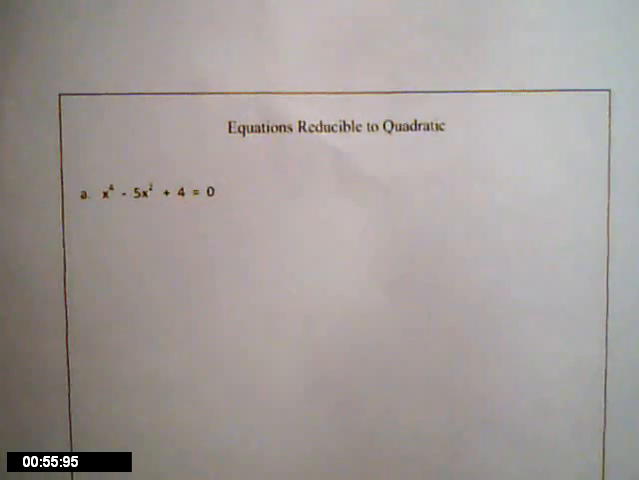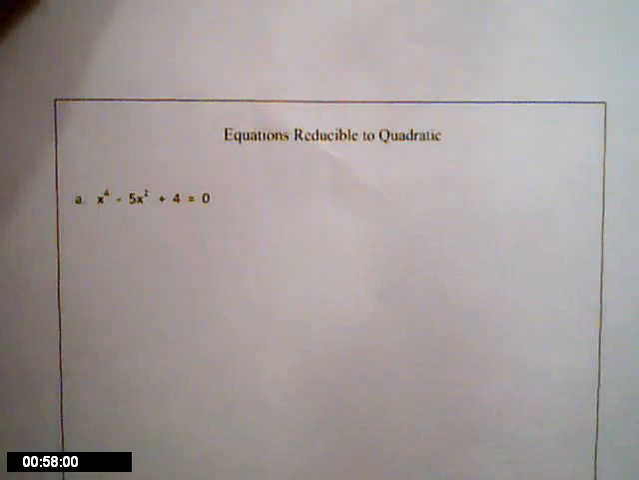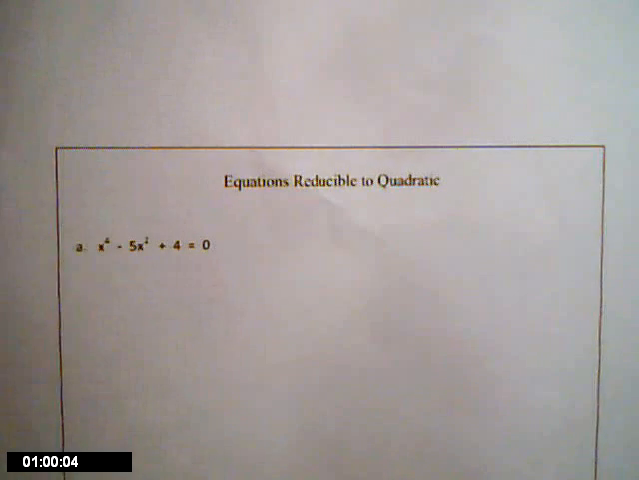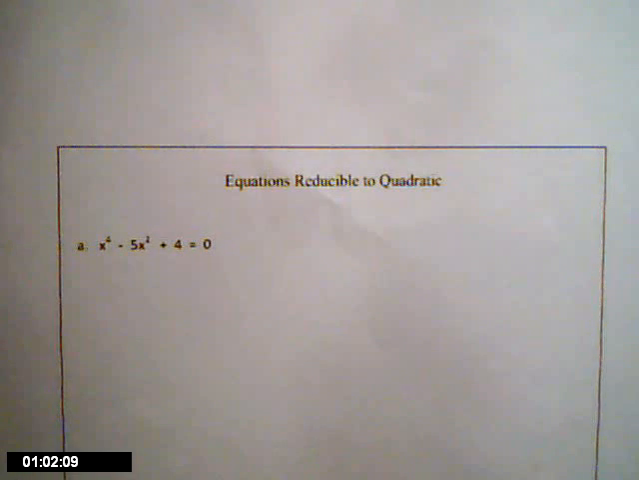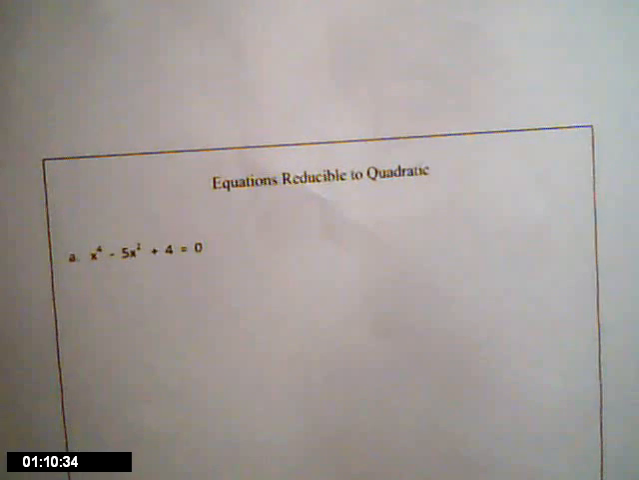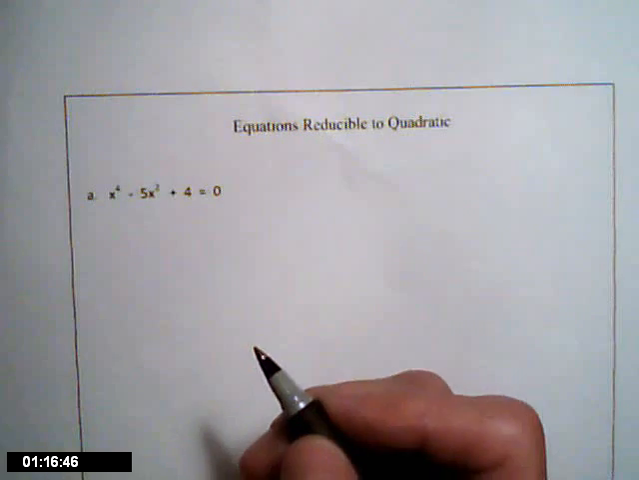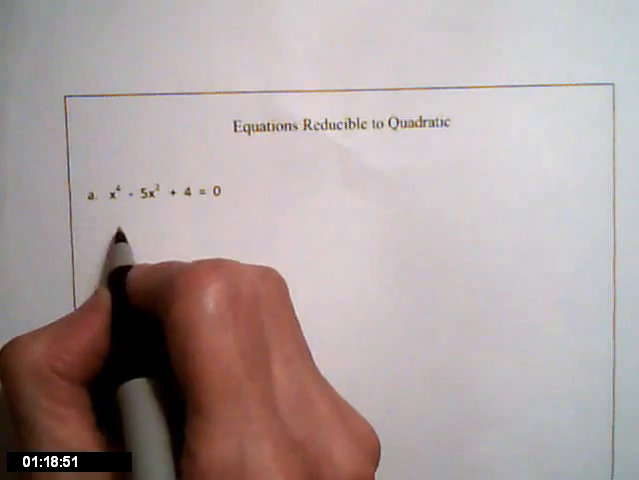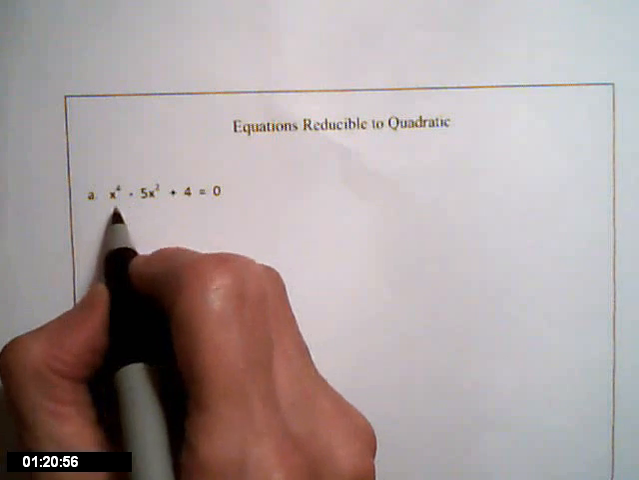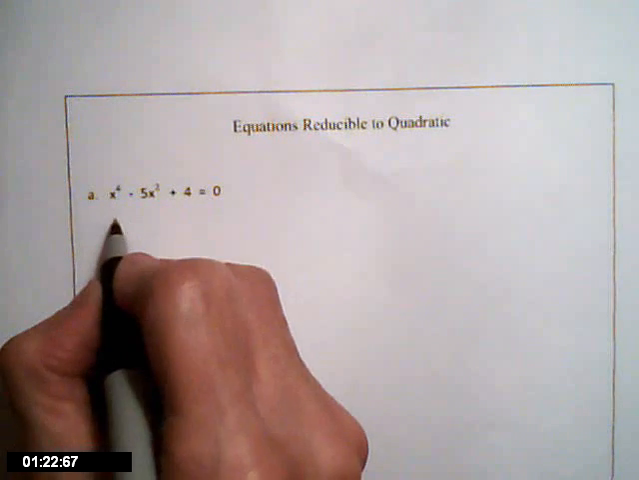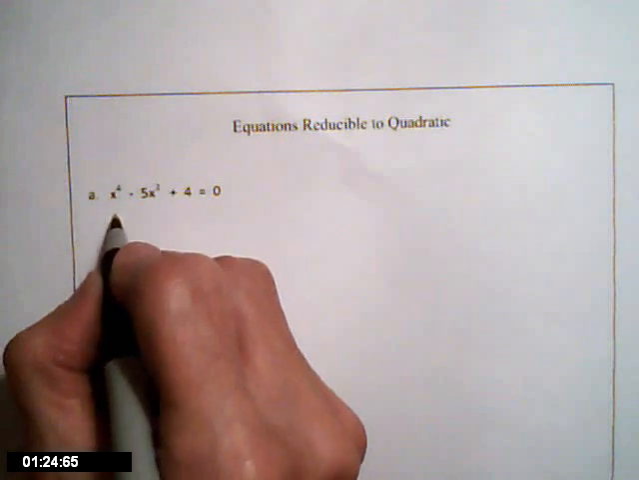Now, the primary reason for doing another video here is to show you more equations that are reducible to quadratic. These are not quadratic, but we're going to solve them as if they were. x to the fourth minus 5x squared plus 4 equals 0. It's to the fourth power. I'm looking for 4 answers, 4 zeros. I'm going to treat this as a trinomial, as I did in the quadratic equations.